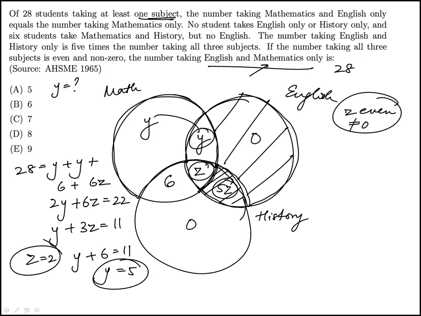And then we just have to make sure that the next possible higher value of z is 4, which would make this 12, but then y would become negative. So that condition constrains y to be equal to 5. So the correct answer is choice A.